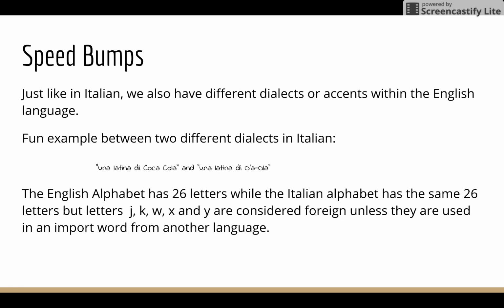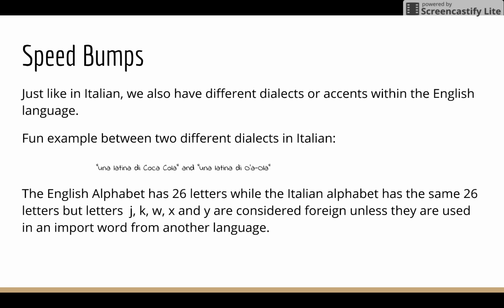We do have a little bit of a fun example between two different dialects in Italian. An Italian family from Abbadia San Salvatore in Siena had gone out to eat at a restaurant. The cousins that had moved out of town ordered una latina di Coca-Cola, while the cousins that still lived in town ordered the same exact thing but dropped the C. We could compare this to a Boston accent where the R in some words like park or car tend to get left behind, thus we have go park the car in the yard.